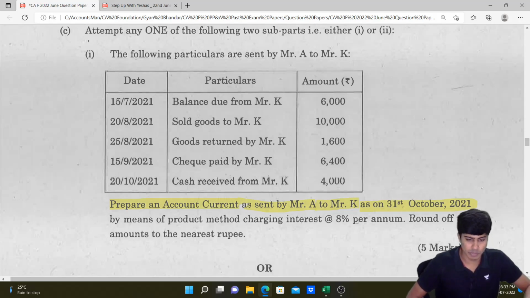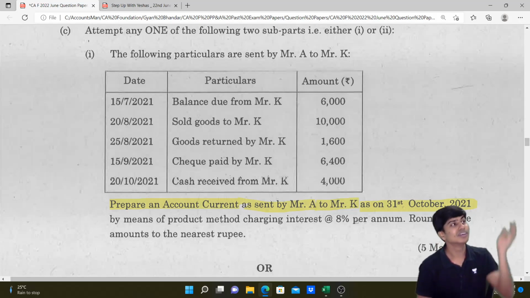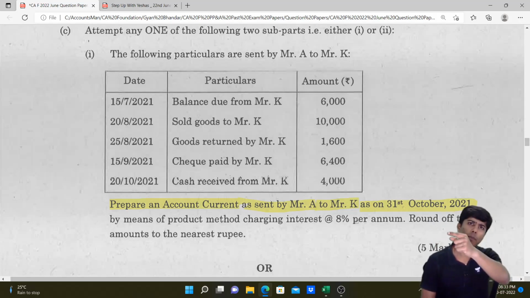As on 31st of October 2021 by product method. Product method is the easiest to do. It will take lesser time, instead of computing individual interest. Write the amounts, write the period. Total product may balance figure you find. Opposite side you find interest.